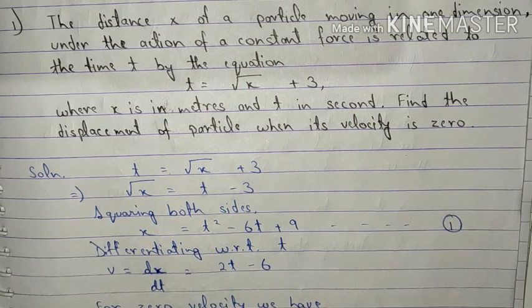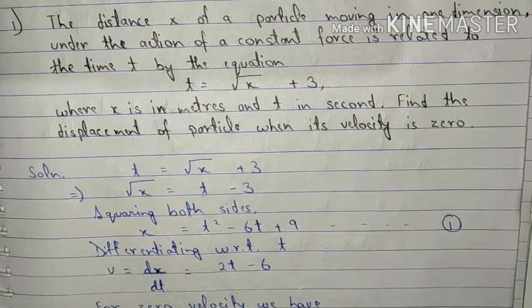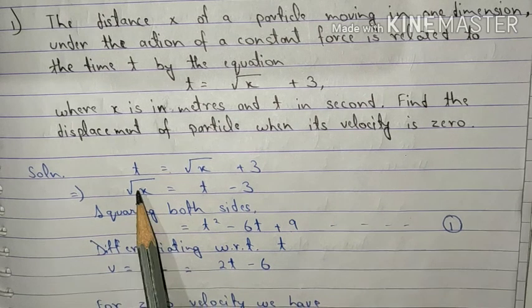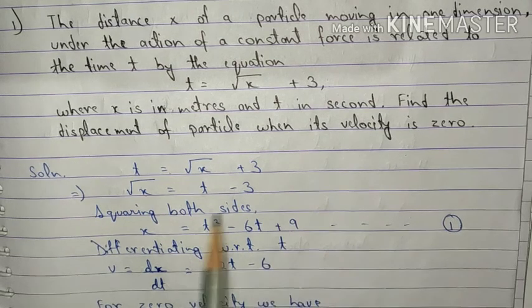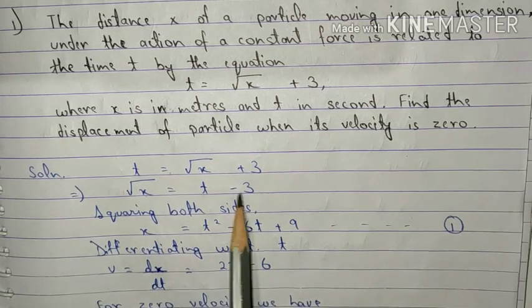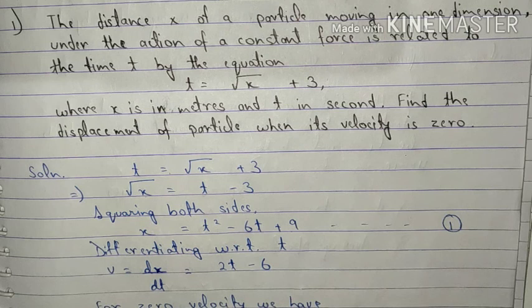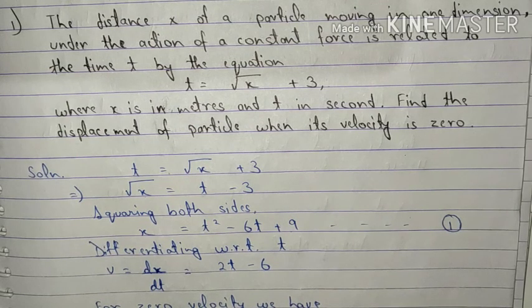Since we already know the value of v in this question, let's try to produce an equation for v. The equation that has been given to us is t is equal to root x plus 3. If we rearrange it, we can write it as root x is equal to t minus 3. Now, we all know that in order to calculate velocity from distance, we can differentiate it with respect to t.